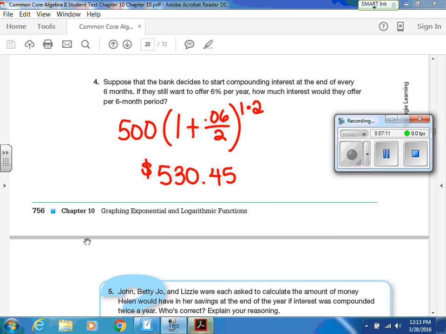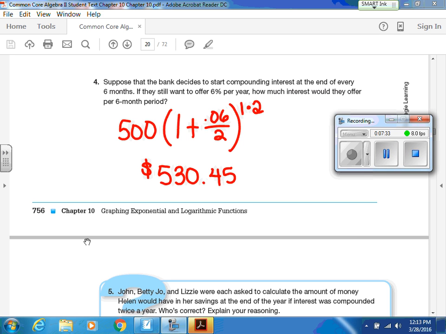$530.45. So that's what you would have at the end of the year if they compounded it twice. Because what they're doing is stopping about halfway through and saying, all right, how much interest have you collected right here? They add that in, and then they go another 6 months and take interest on the interest that you've already collected. So that's called compound interest. It compounds on top of itself.